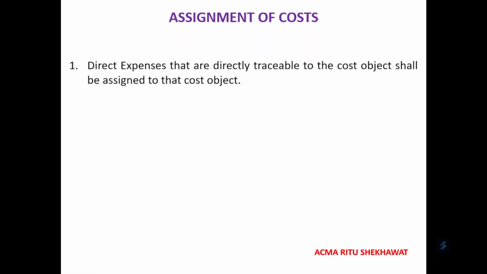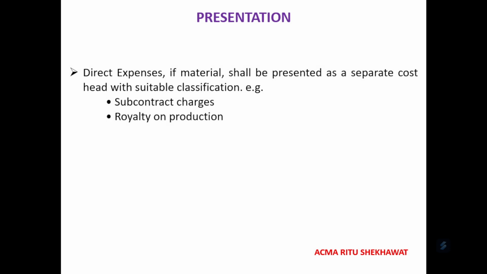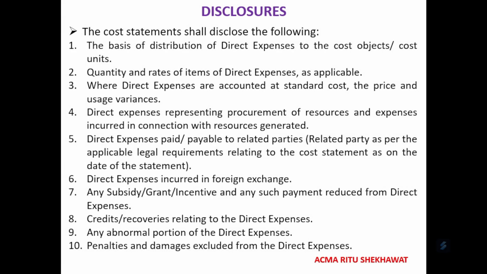Assignment of cost is very simple. That which is easily traceable to the cost object should be assigned to the cost object. Presentation: direct expenses should always be presented under a separate head as per the nature of expenses, because direct expenses can be of different types, so we have to present them as per their nature, like subcontract charges, royalty on production.